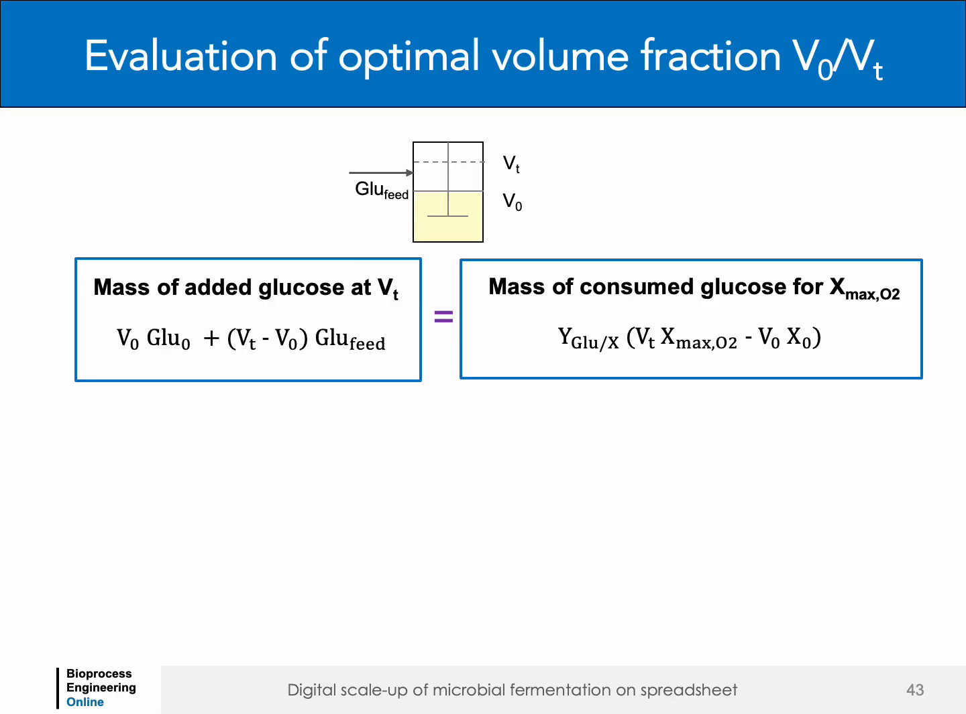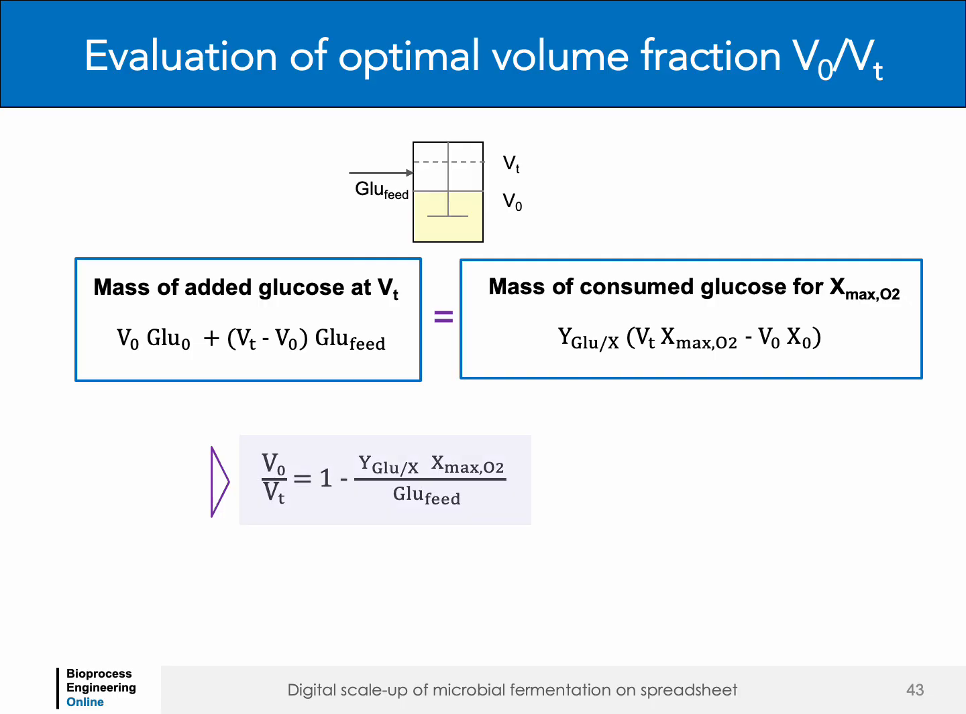The total glucose required for biomass production is determined from the stoichiometric coefficient, Y GLU over X, multiplied by the total biomass produced at the end of the fermentation, when X reaches X max O2. By equating these two glucose mass expressions, the required initial volume fraction, V0 over Vt, can be determined.